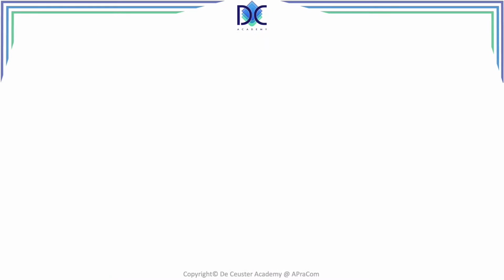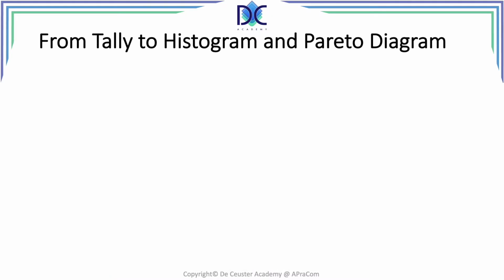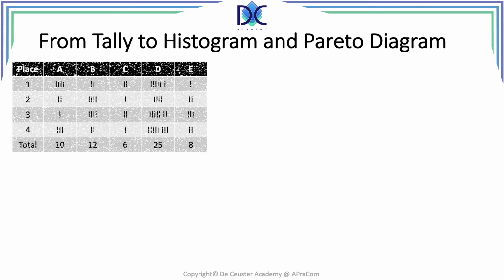Our first application starts with testing. We start from a tally, we go to a histogram, and then finally we arrive at the Pareto diagram. I looked at different places. I have different processes that I considered or errors that I found. So place 1, 2, 3, and 4. And the errors are A to E.